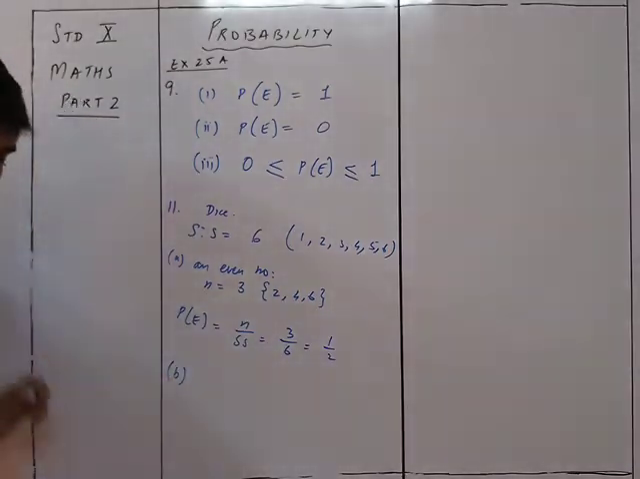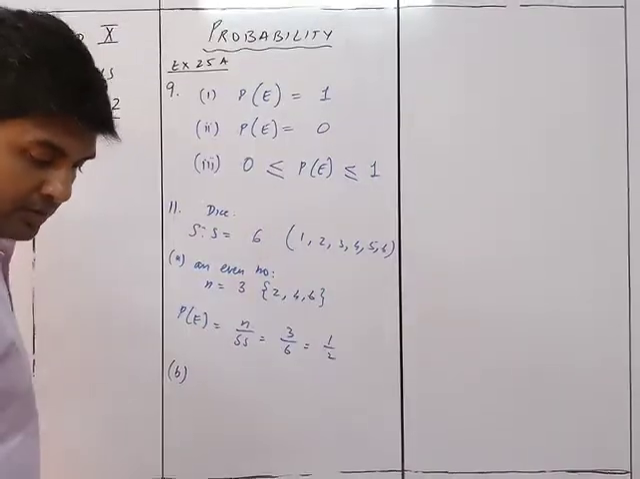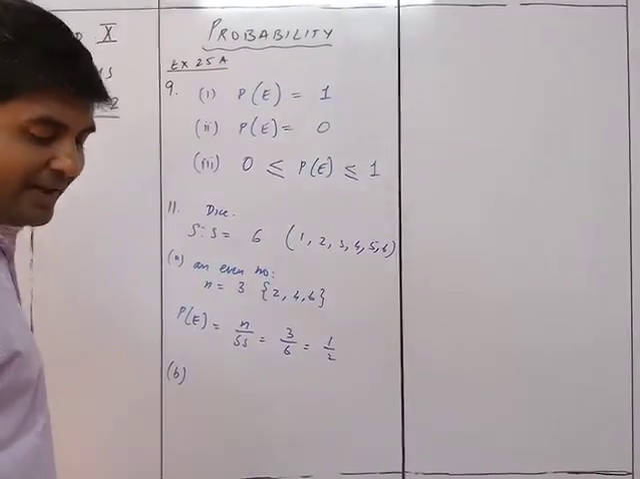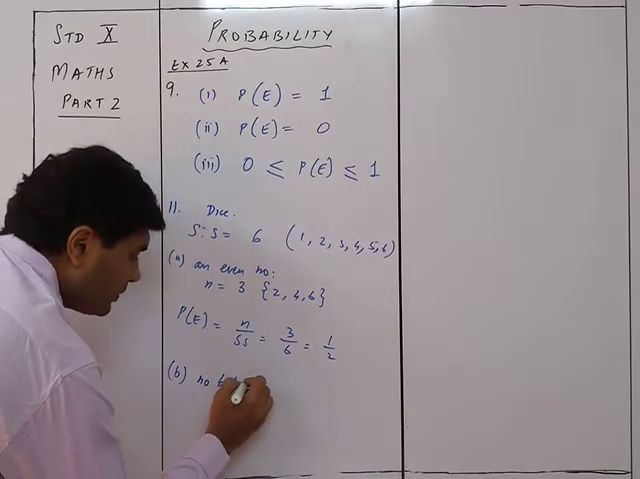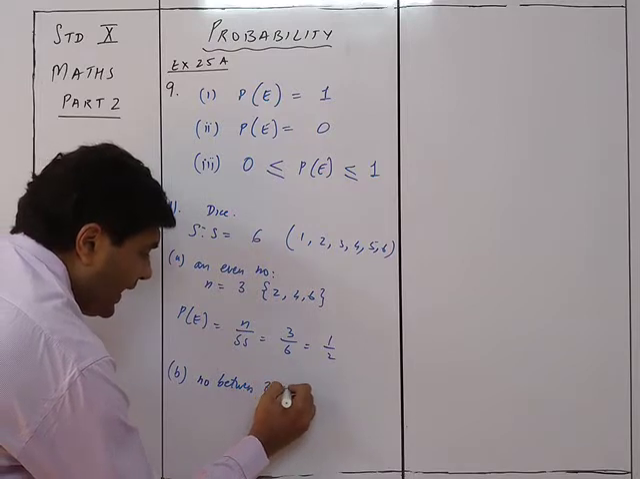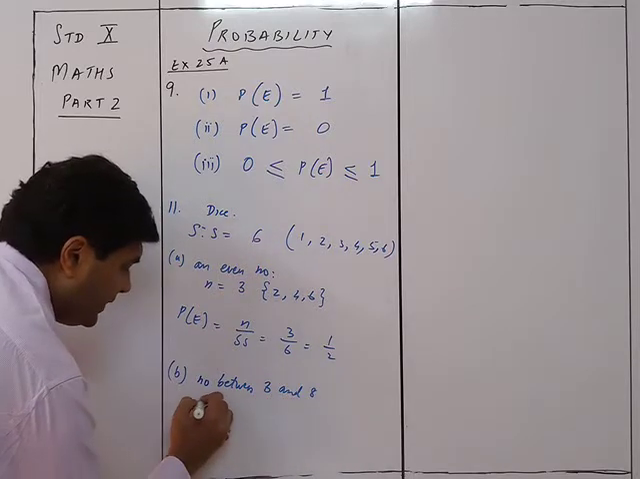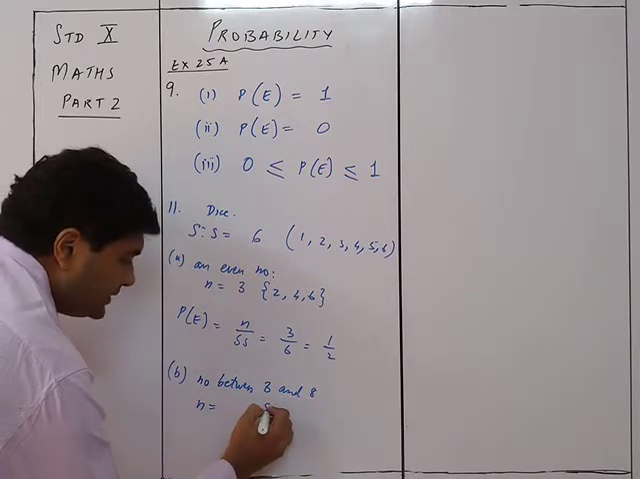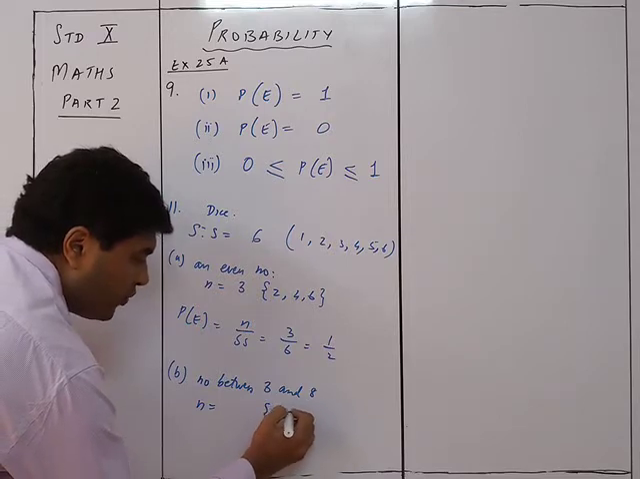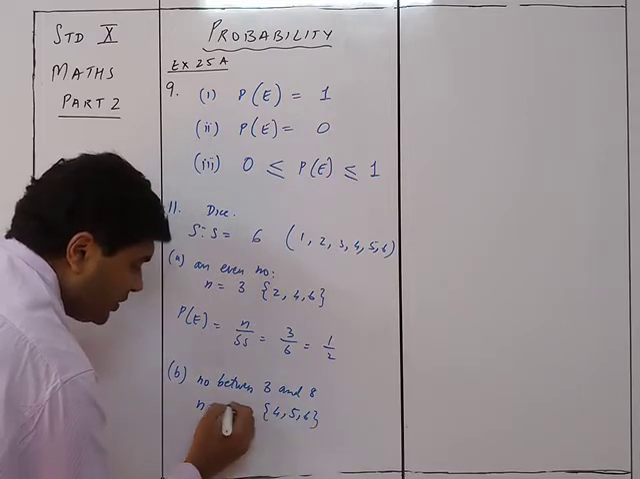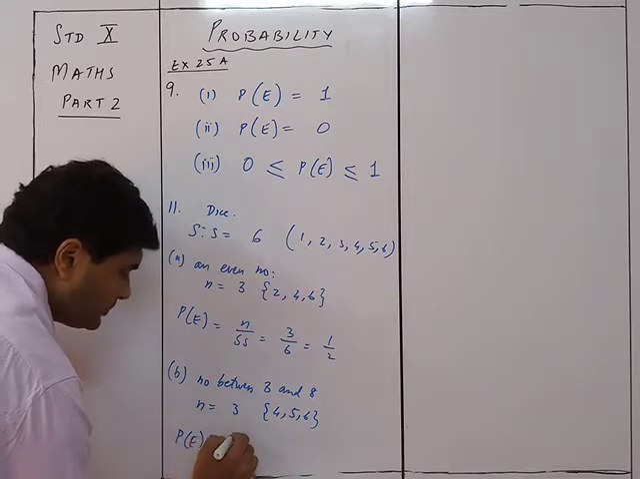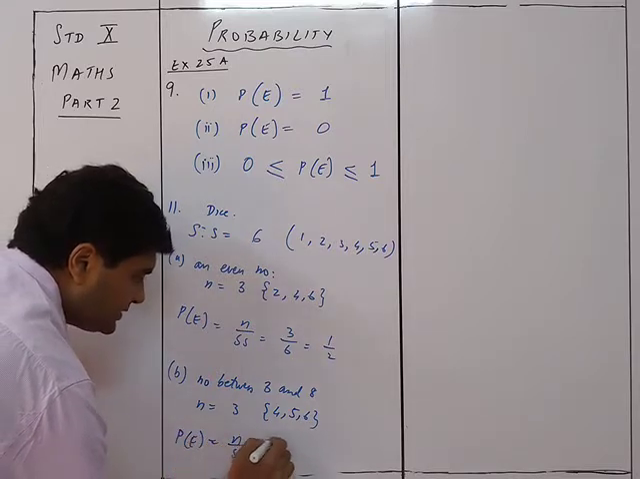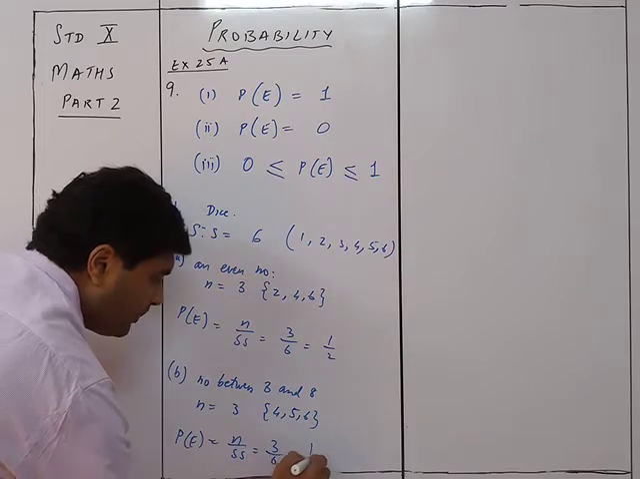The next one is a number between 3 and 8. So n will be equal to, that is nothing but between, so it will be 4, 5 and 6. So again it will be 3. So P(E) will be equal to n upon SS, which is 3 upon 6, that is 1 upon 2.